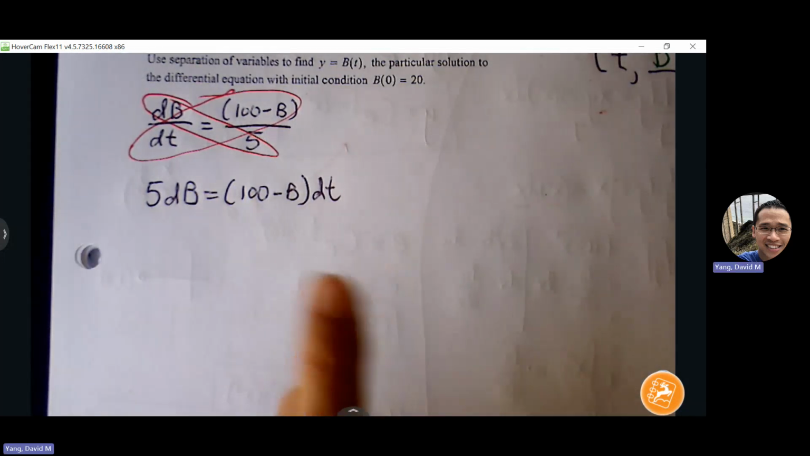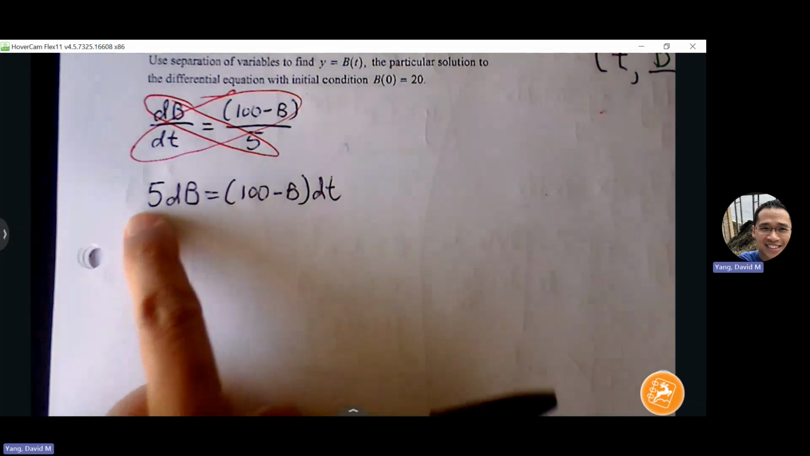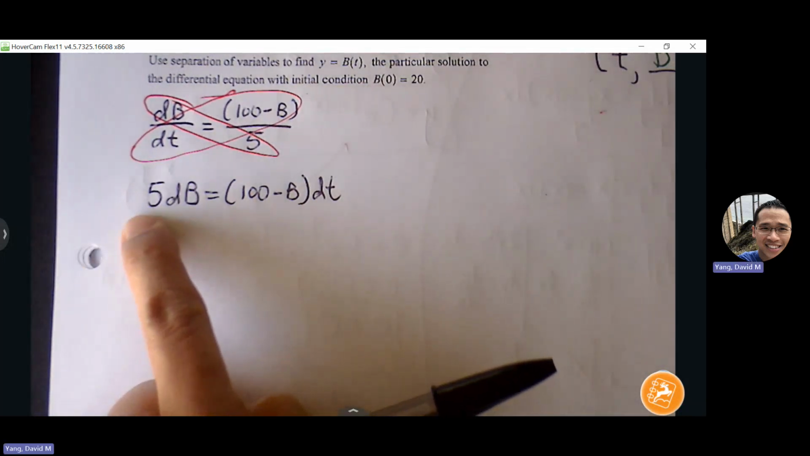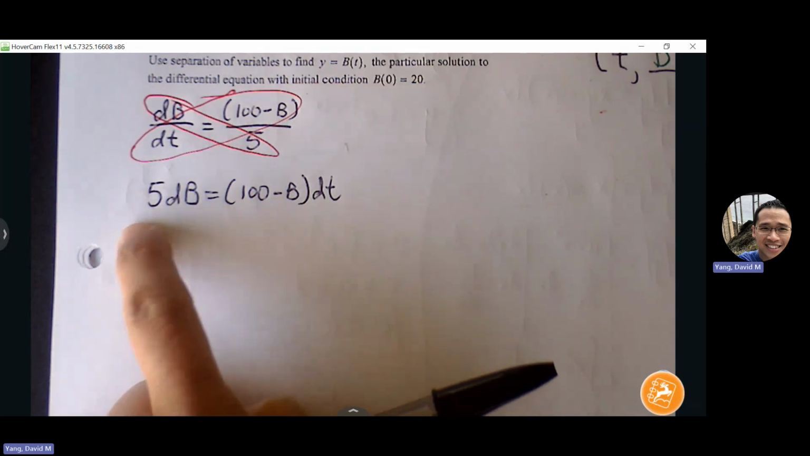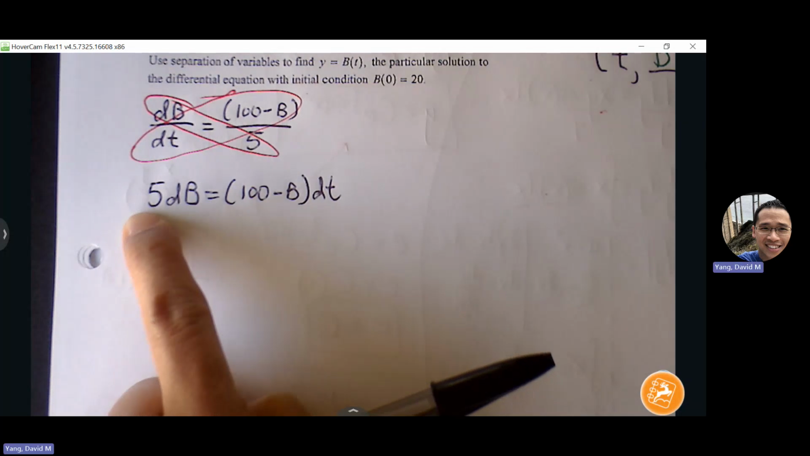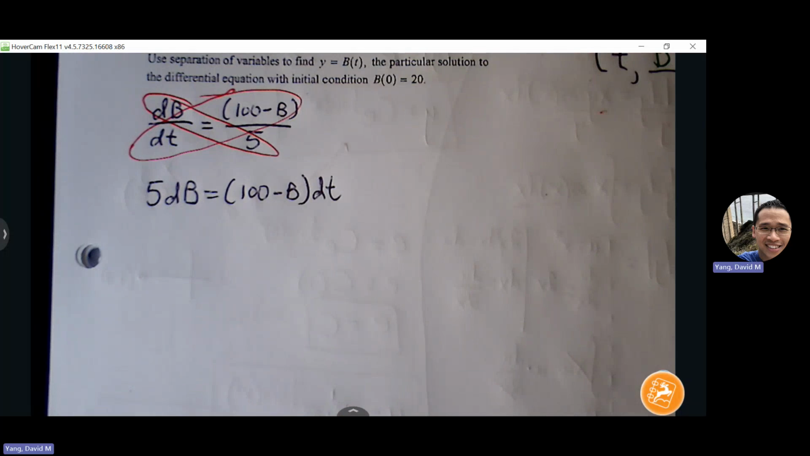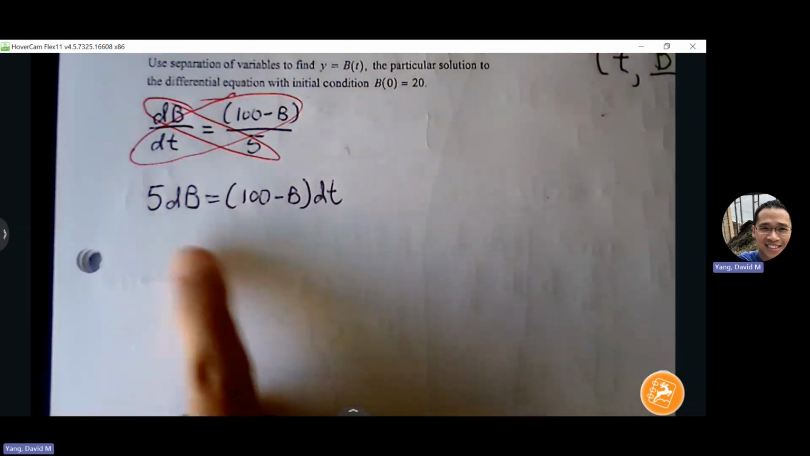Now, before we do that, I do want to point something out: this 5 does not have to be on the left side. The way I like to do things is if anything doesn't belong on the left side, I'm going to go ahead and move it to the right, just because it'll save time down the road. It's not wrong if you leave that 5 on the left, but I would like to keep that left side as minimal as possible, because eventually we have to solve for b, and the less clutter we have on the left side, the better. So I'm going to move the 5 as well.